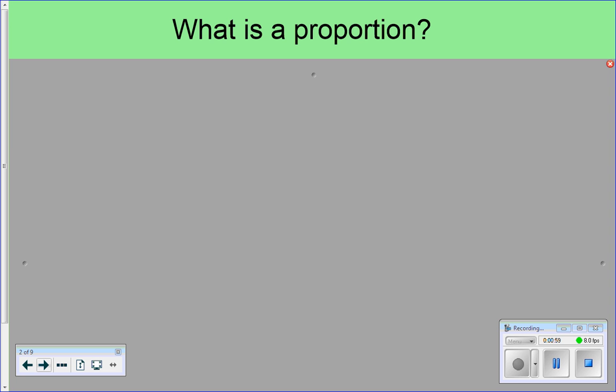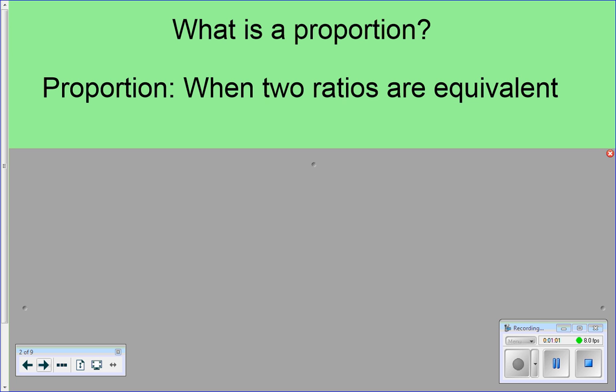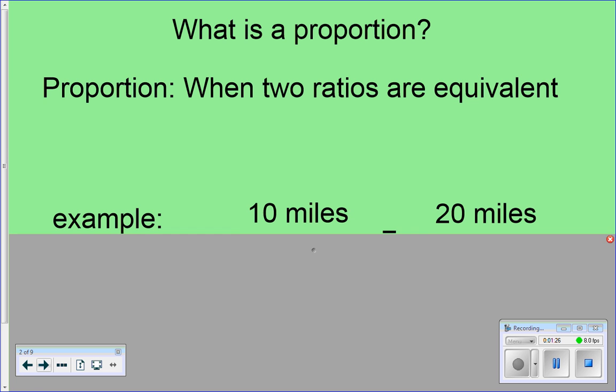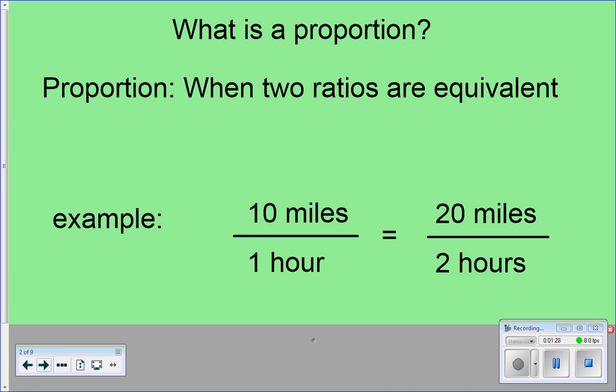Okay, here is the definition. Make sure you get this written down, and I will explain it to you. A proportion is when two ratios are equivalent, or are the same, basically. And then here's an example you can write in your notebook, because we're going to come back to this a few times, so make sure you get this written in your notebook.